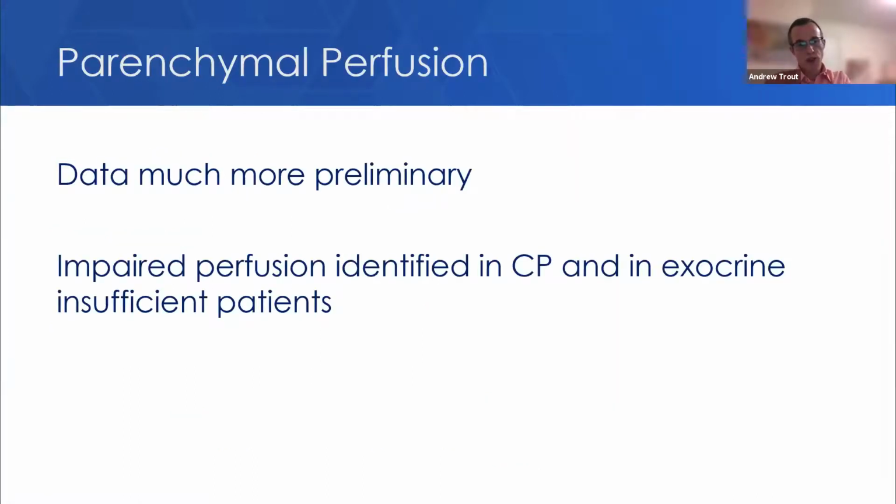Finally, parenchymal perfusion. The data on this is more preliminary than some of the other entities I was previously speaking about. But what is out there in the literature suggests that in the context of chronic pancreatitis and exocrine insufficient patients, there are measurable differences in pancreatic parenchymal perfusion. As I mentioned, you can quantify perfusion with MRI or with ultrasound. You can do it with CT, but it requires intravenous contrast material and multiple scans, so it's a relatively high radiation dose exam, and no one is really doing it.